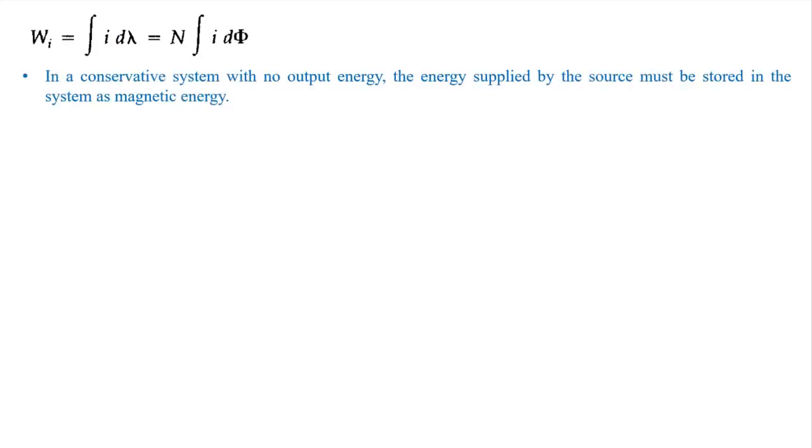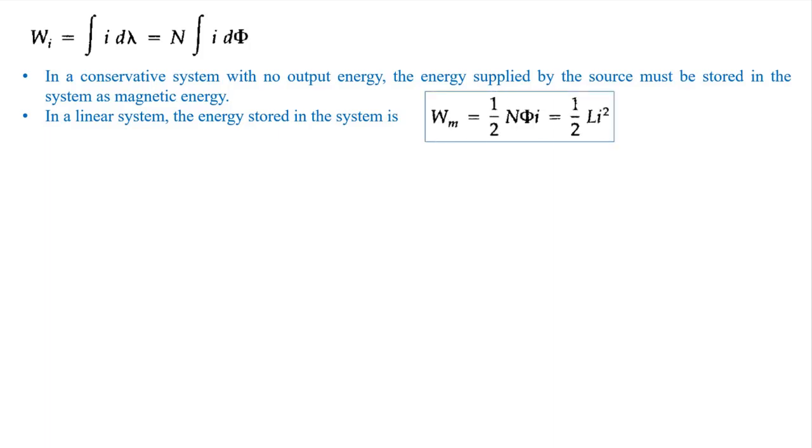So in a conservative system with no output energy, I have told that we are considering no output and the loss is also zero. So the energy supplied by the source must be stored in the system as magnetic energy. And in a linear system, the energy stored in the system is this. Already we know this, right?